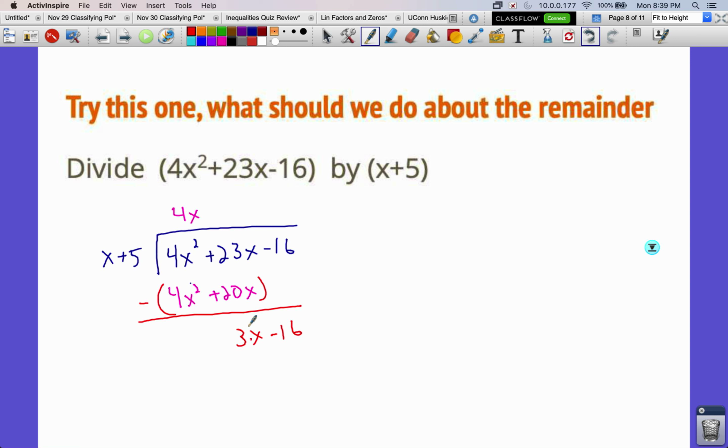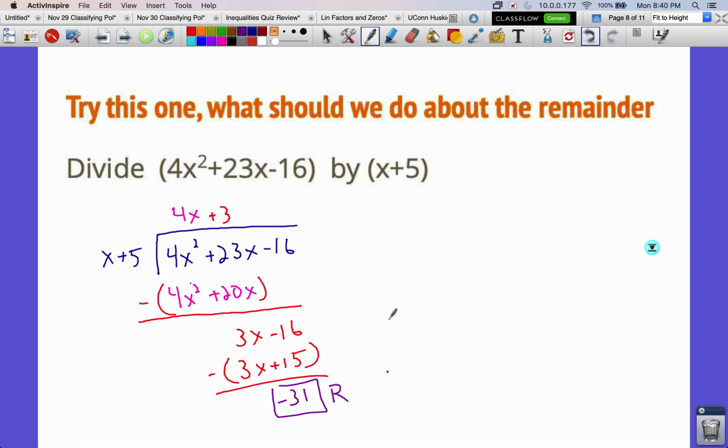What do I have to multiply an x by to become a 3x? Well, just a 3. I get a 3x plus 15. If I subtract this whole thing away, I am left with a remainder. Negative 16 minus 15 would be a negative 31.